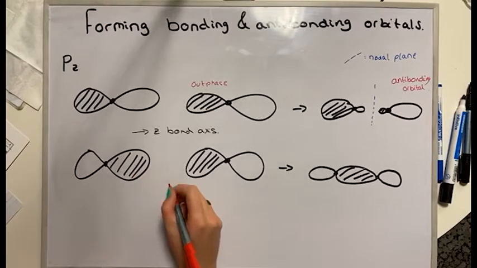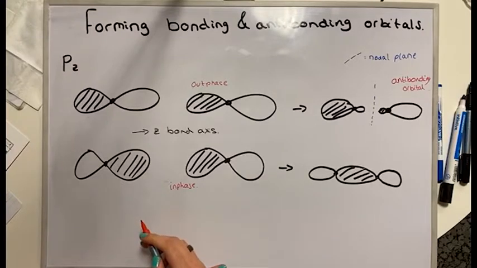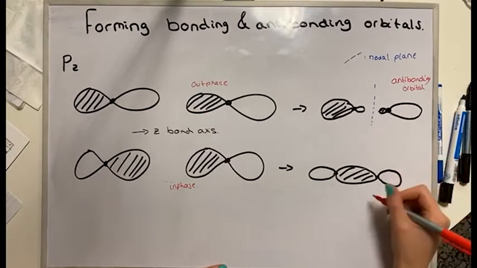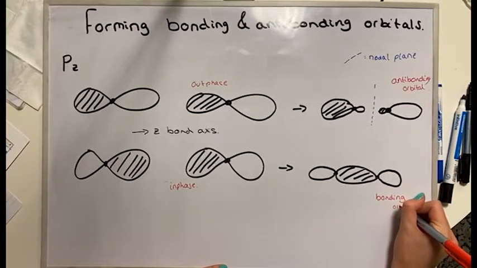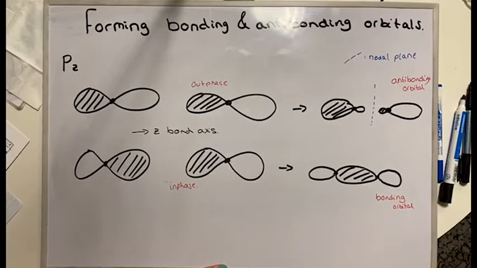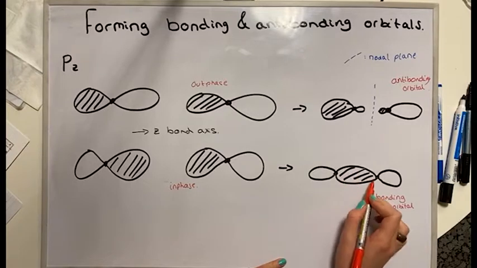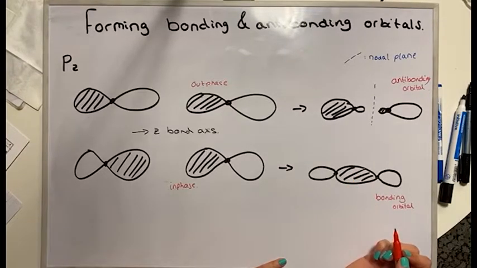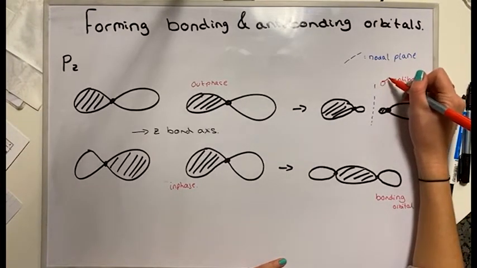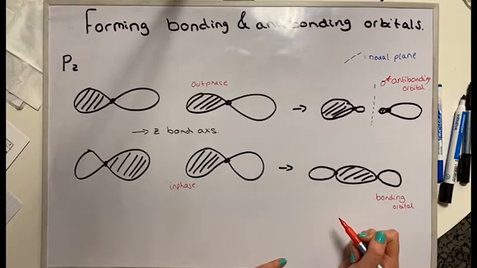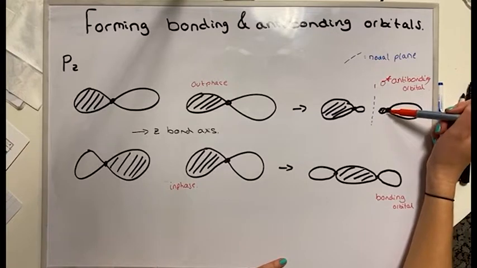This here is called in phase, as the same phases are facing each other. This creates a bonding orbital. As you can see, the orbitals overlap. We can call this one a sigma star antibonding orbital.